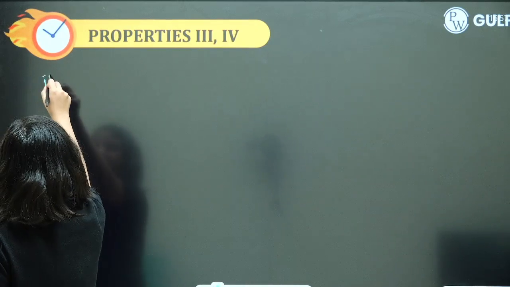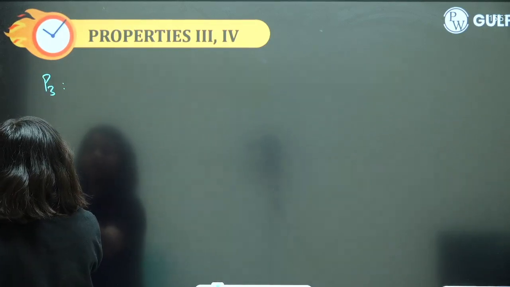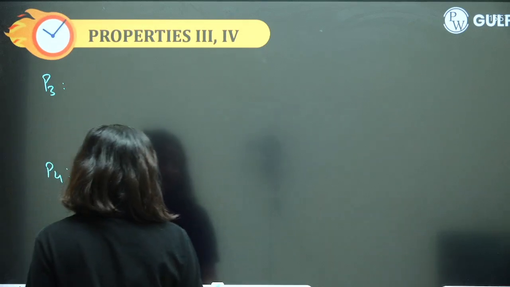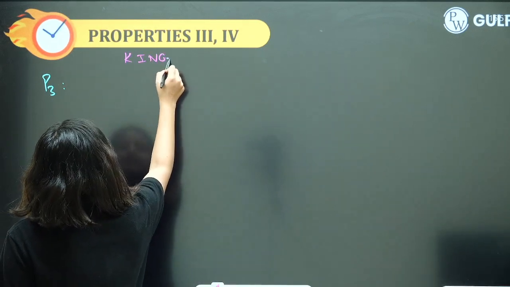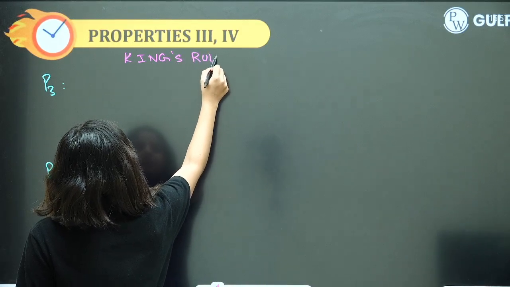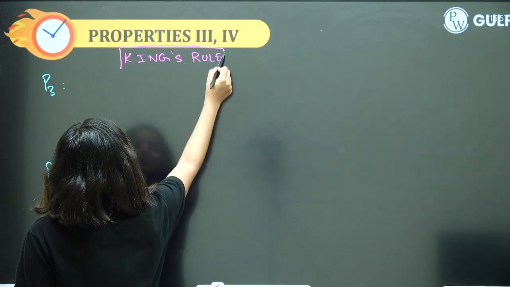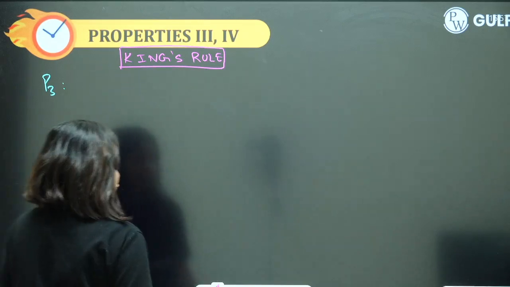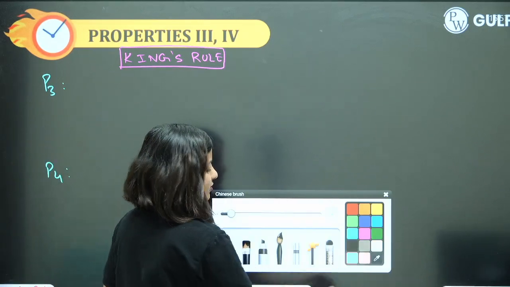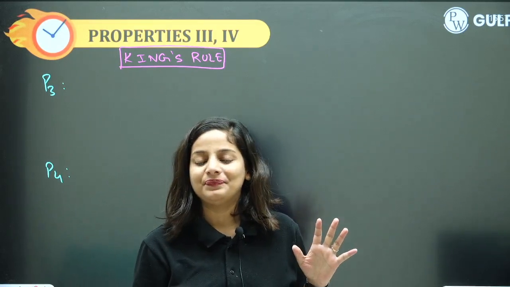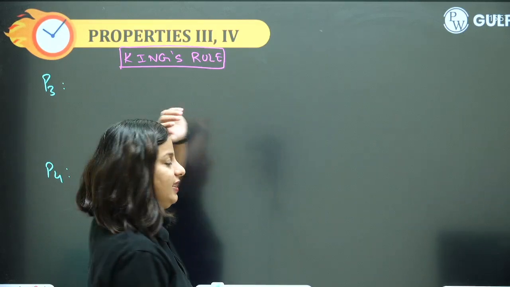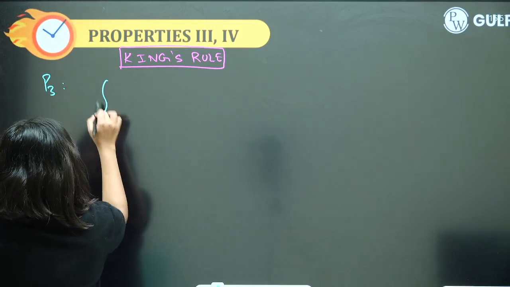So next, property 3 and property 4. My dear bacho, these two properties are super duper important properties. P3 is called as King's rule. It is called as King's rule. So P4, is it Queen's rule? No, it is not Queen's rule, but it is very much like your P3. Whenever you can't think of anything, go for P3 property, which is a to b.